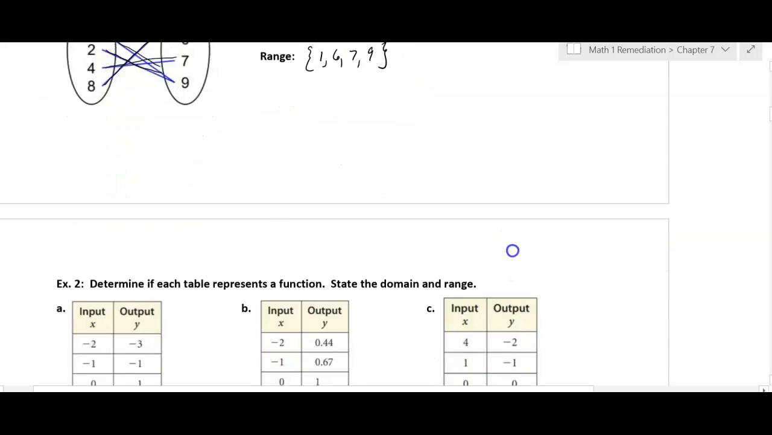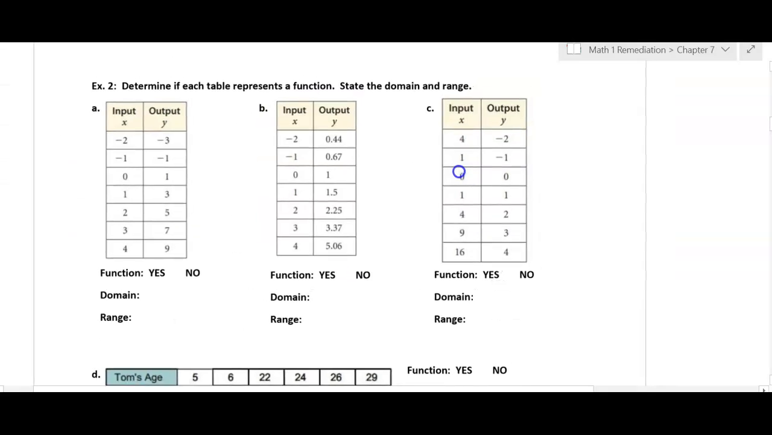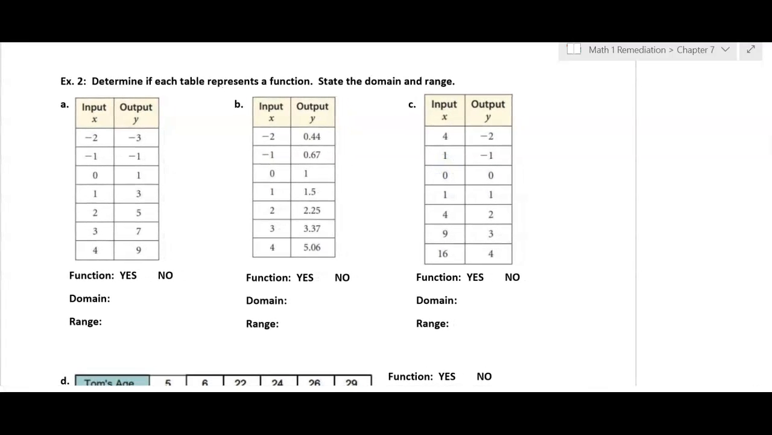Now, tables. Tables are really no different than mapping diagrams, except you have to understand the left-hand column is a set of inputs and the right-hand column is a set of outputs. What we actually get here is a set of ordered pairs, like this ordered pair would be -2, -3, and so on. When we scan down the set of inputs, we look to see if there are any repeating x values. We go from -2, -1, 0, 1, 2, 3, 4. There are no repeating x values. Therefore, this would be a function.